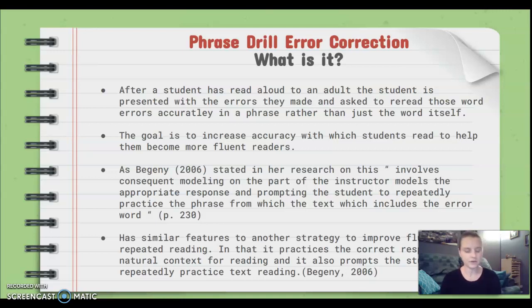This is similar to another great strategy to improve reading fluency, and that's repeated reading. Phrase drill error correction is just as engaging in the same way in that it helps students to practice the correct response in a natural context for reading and prompts the student to repeatedly practice text reading.